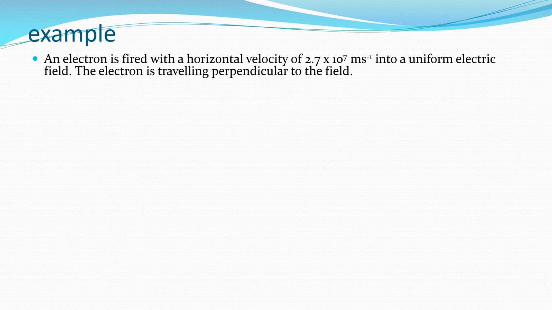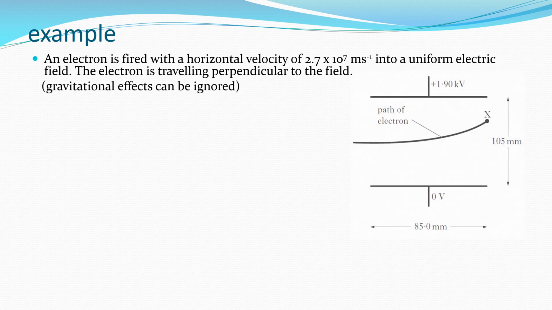So here's an example. An electron is fired with a horizontal velocity of 2.7 times 10 to the 7 meters per second into a uniform electric field. The electron is traveling perpendicular to the field, and we can assume that gravitational effects can be ignored. So here's our diagram. We have a positive and a zero, which means a positive overall. The path of the electron is shown.